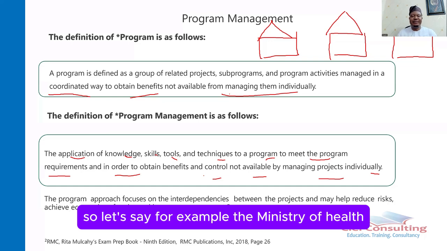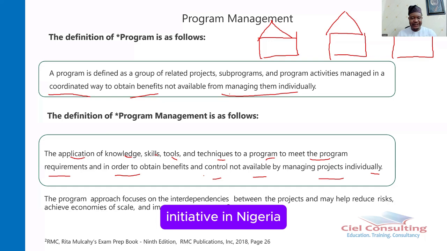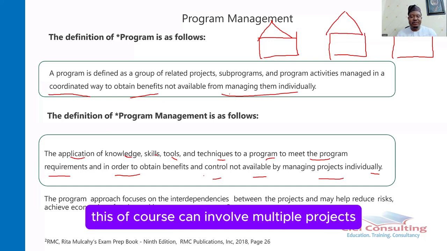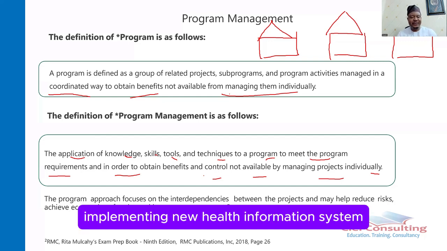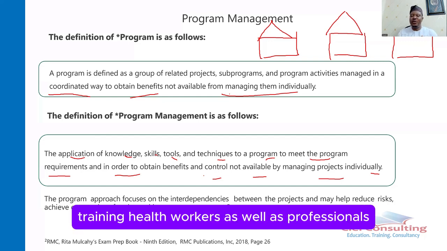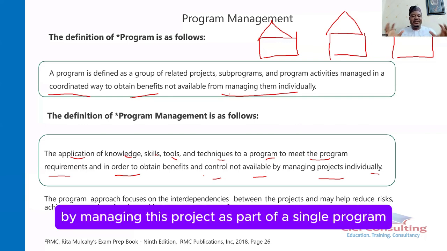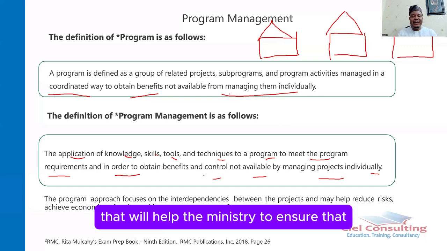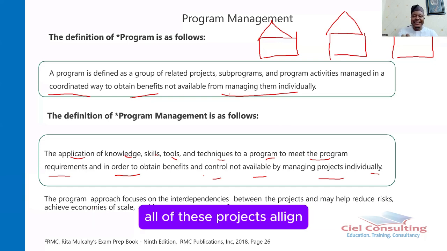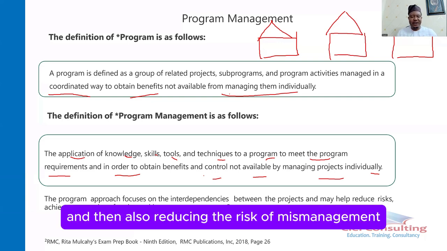So let's say, for example, the Ministry of Health decides to launch a national healthcare initiative in Nigeria. This, of course, can involve multiple projects. For example, building hospitals, implementing new health information system, training health workers as well as professionals. By managing these projects as part of a single program, by managing all of these projects together, that will help the ministry to ensure that all of these projects align with the overall goal of improving the national healthcare system and then also reducing the risk of mismanagement.